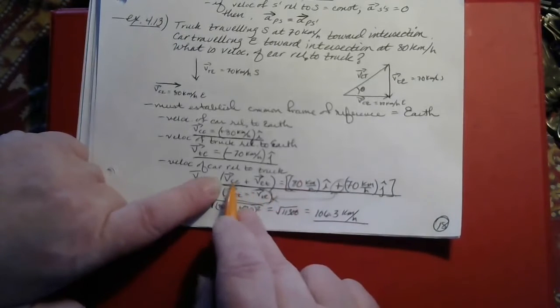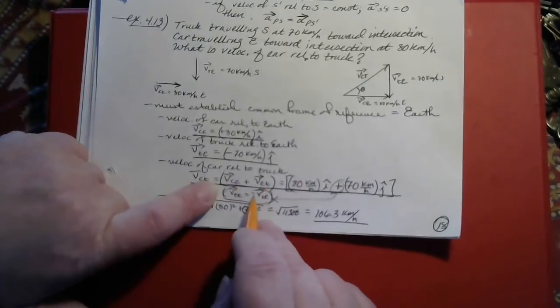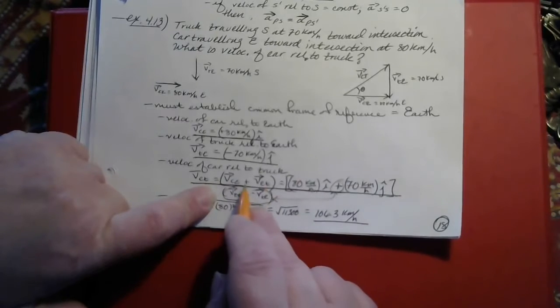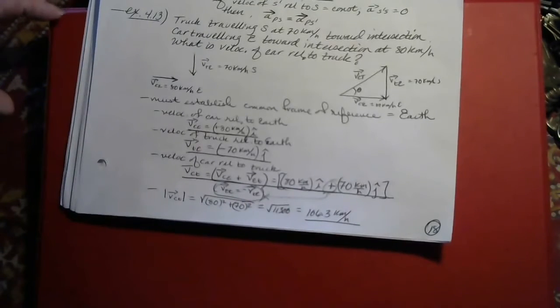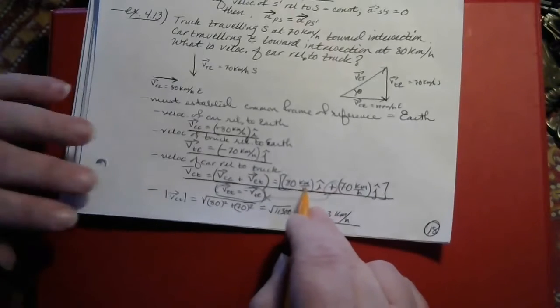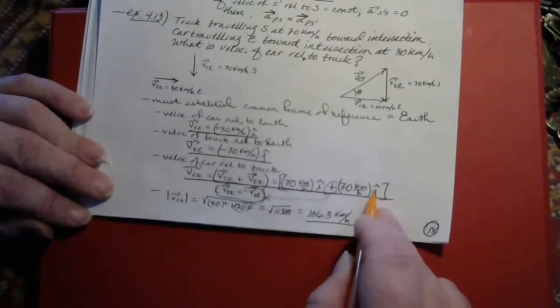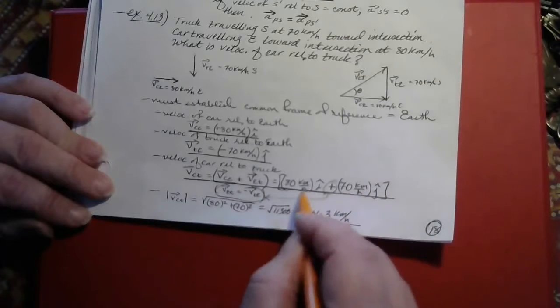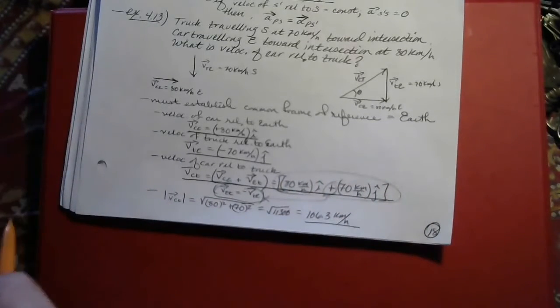So instead of 80 minus 70, it's going to be 80 plus 70. So it's 80 kilometers per hour times unit vector i plus 70 kilometers per hour times unit vector j. So that is our vector equation for the velocity of the car relative to the truck.